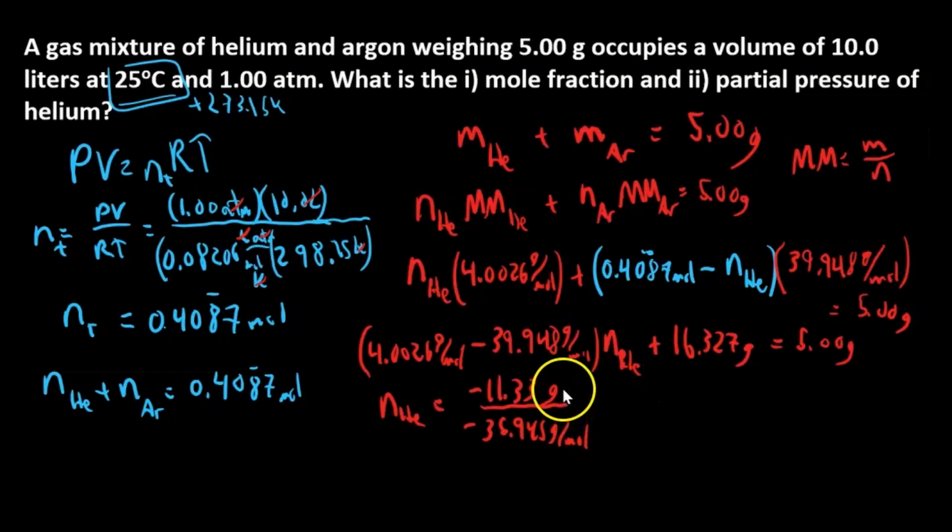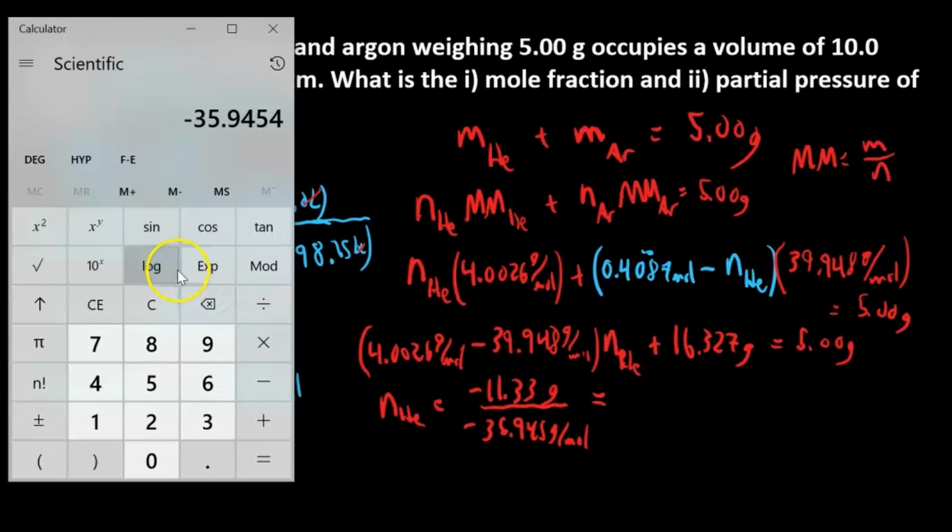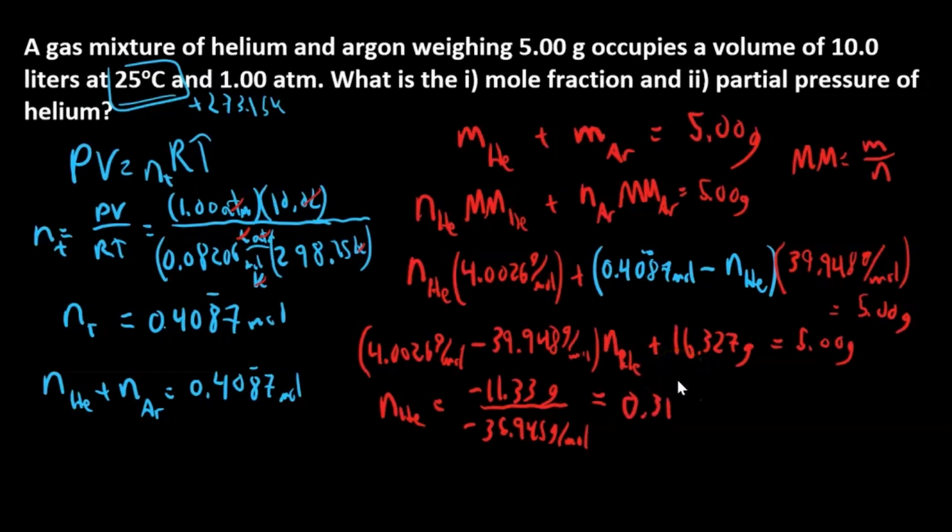And look at that, our units work out. Grams cancel, and then moles go on top. So we have 11.33. The negative and the negative just makes it positive, which is a good thing. We don't want negative moles. Divided by 35.945. That is 0.3152. We'll keep 3 sig figs. This is the moles of helium.